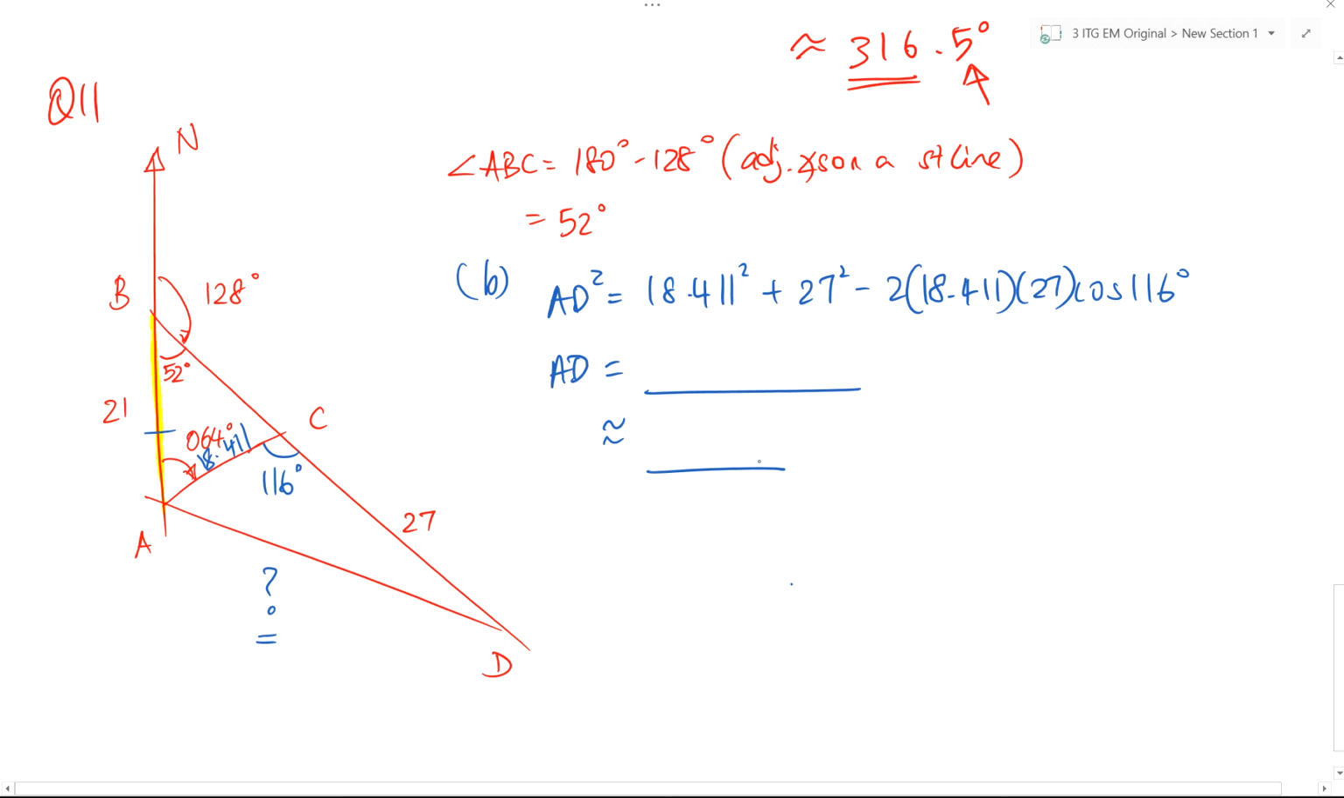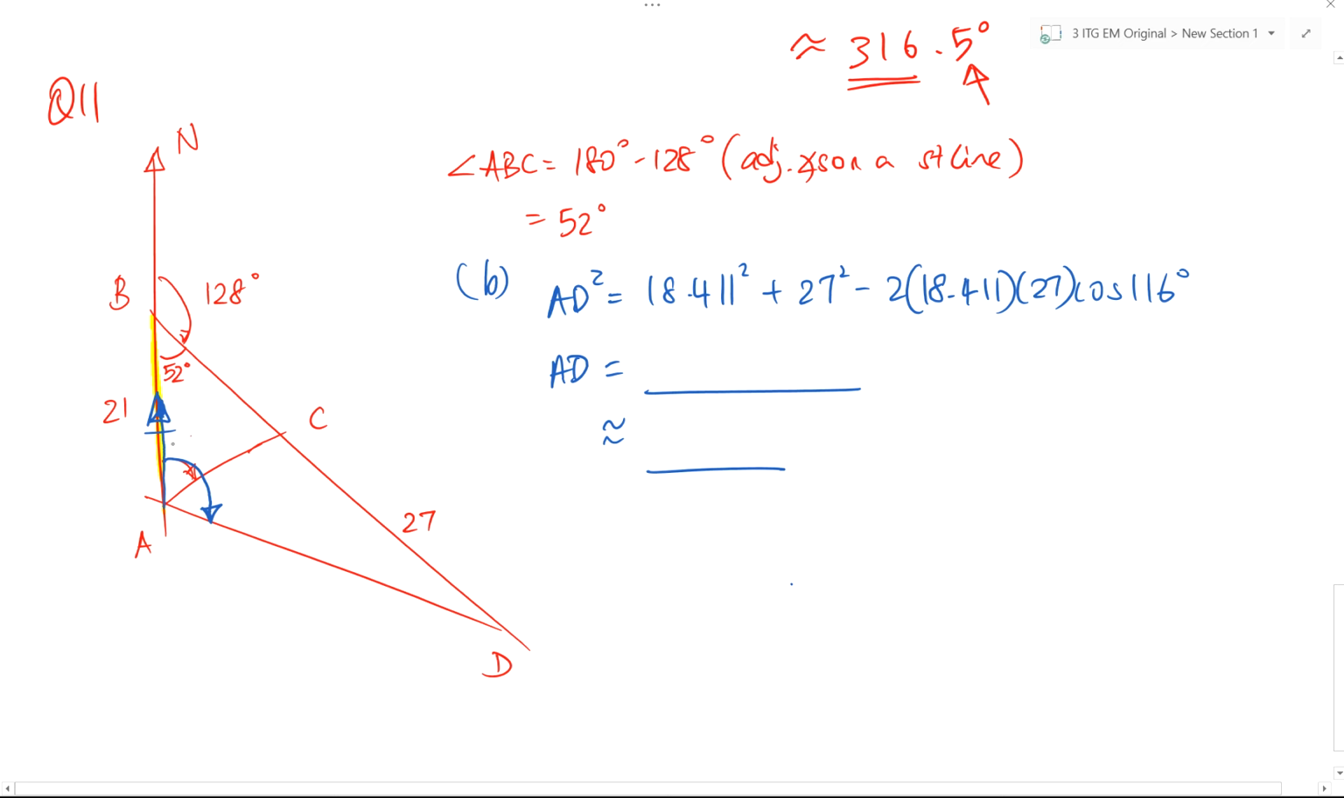And finally, the bearing of D from A. Have you identified where is the bearing of D from A? Okay, D from A. Where are we measuring from? A. So the compass is at A. I must put my north arrow over here. Then I go clockwise to point D. So this is my unknown.